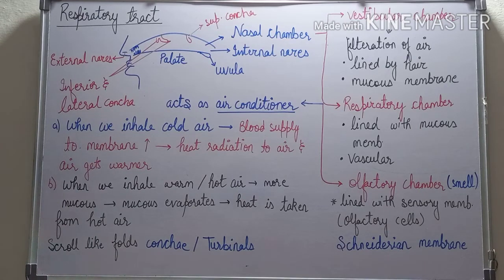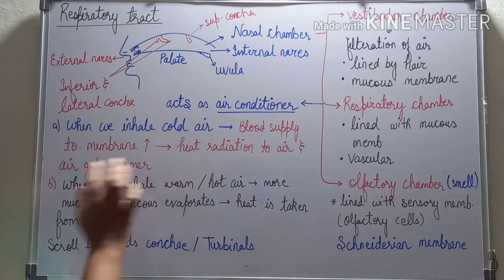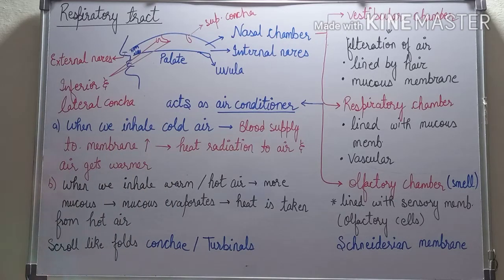Okay, the air which has entered into the respiratory chamber gets warmer because of the quick supply of blood into the blood vessels. In blood vessels, of course, blood flows continuously, but when cold air enters, the blood flow increases. And when blood flow increases, it radiates heat, produces heat, and that heat is used to make the cold air warmer.